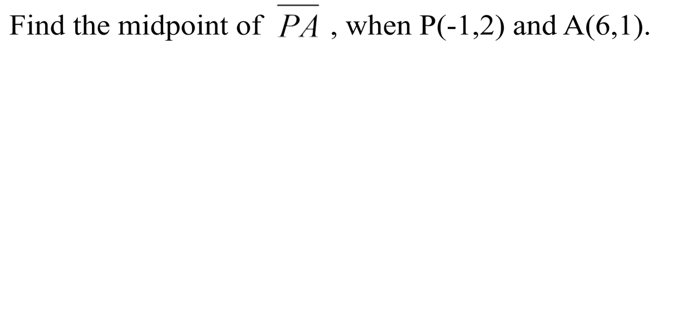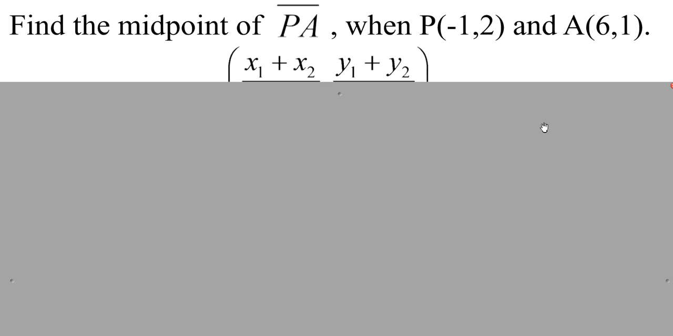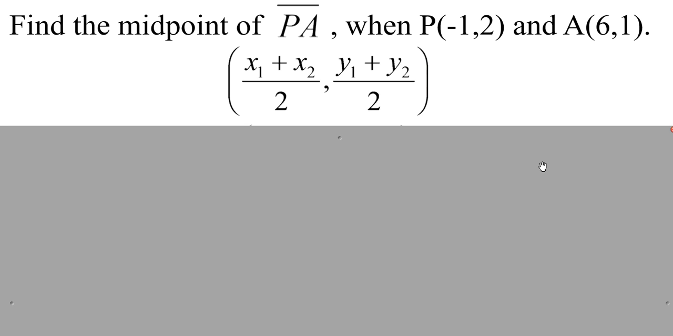So if we took away the graph, could you still find the midpoint of a segment if we just gave you the endpoints? Sure we can. We're just going to implement the midpoint formula. Remember, we're just going to average the x coordinates and average the y coordinates, and we'll have the middle. Well, our x's are -1 and 6, so we're going to add those together and take half that amount. And then we're going to do the y's. 2 and 1, add those together and take half.